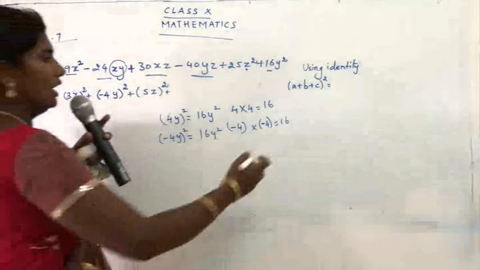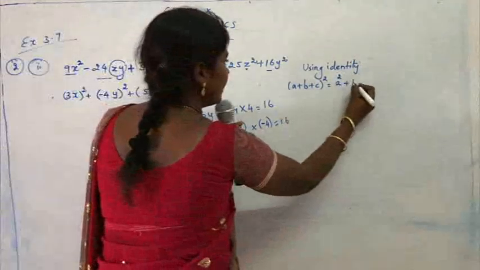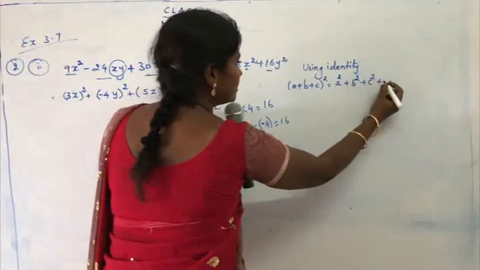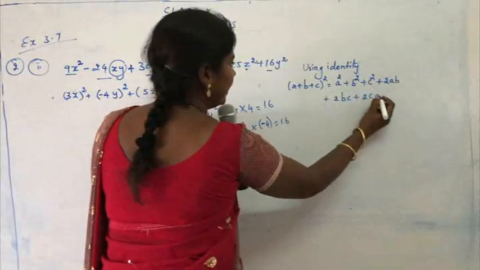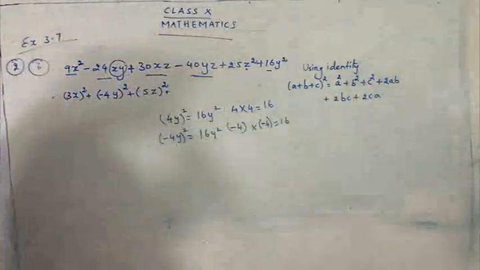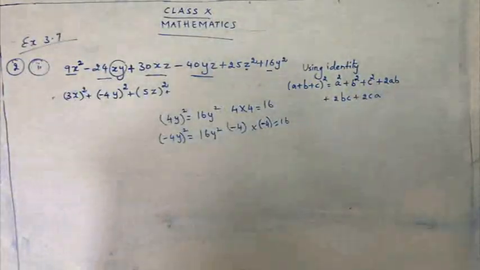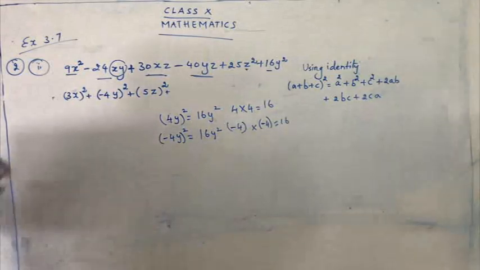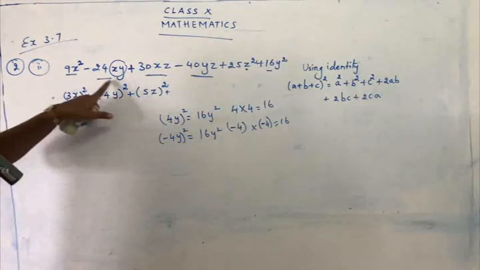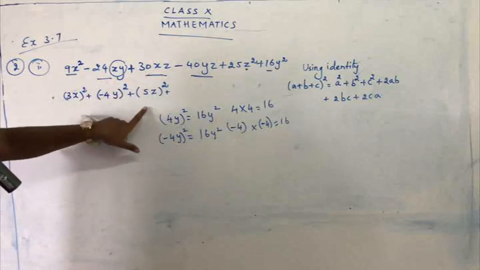This is equal to a square plus b square plus c square plus 2ab plus 2bc plus 2ca. So what's the expansion for a plus b plus c the whole square? It's a square plus b square plus c square plus 2ab plus 2bc plus 2ca. We are just going to follow the identity and complete our terms. We have the first term a square, the second term b square, the third term c square.